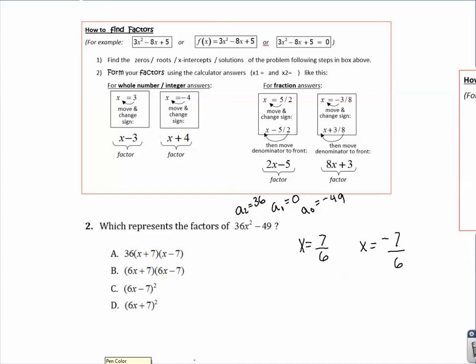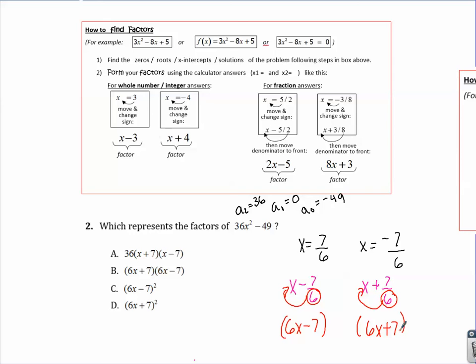So I do the same process. I switch sides and change the sign. So x minus 7 over 6 and x plus 7 over 6. Now, since I have fractions, I move my denominators in front of my x, and I have 6x minus 7. That is a factor. And on our other one, move the 6 in front of the x, and I have 6x plus 7 is a factor.